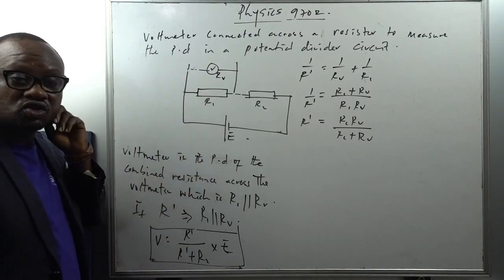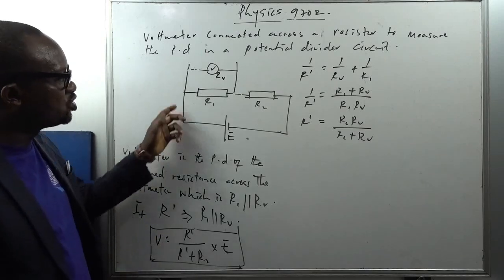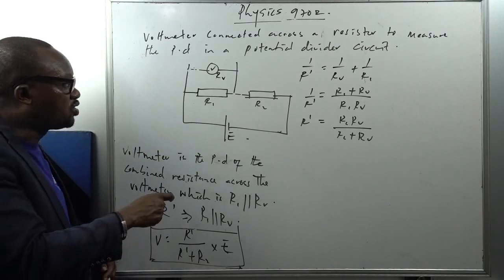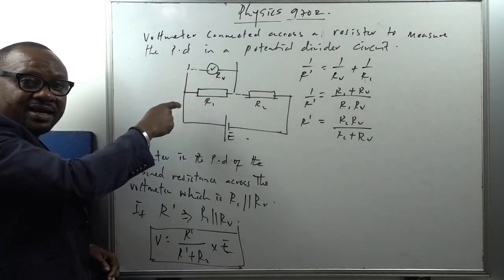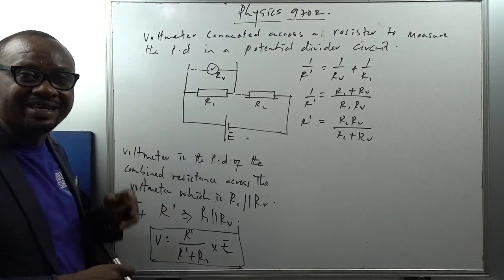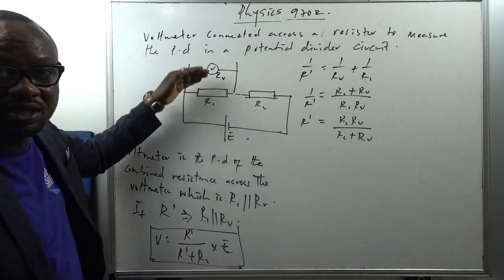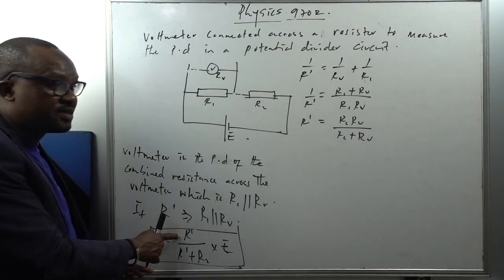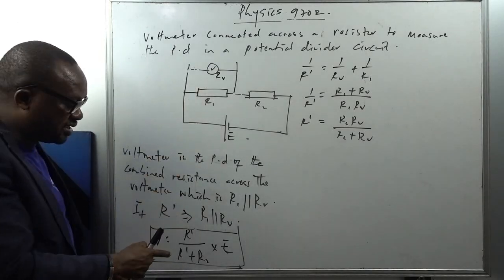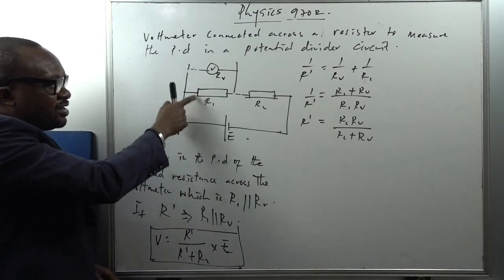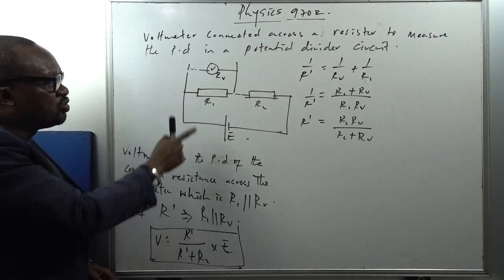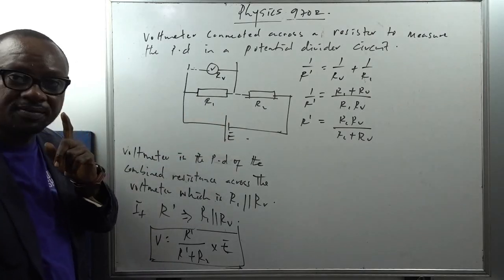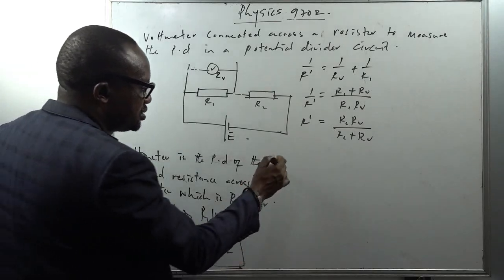This voltmeter reading will be less than the theoretical value of the PD across R1, because when two resistors are connected in parallel, their combined resistance will be less than any of the two individual resistances. So the voltmeter reading now depends on R prime and not just on R1 or RV. Since R prime will be less than either of these two resistors, the voltmeter reading will be less than the PD across R1. Is that okay?